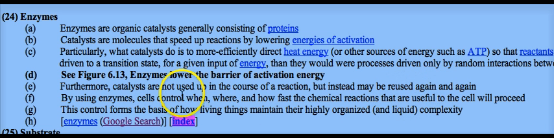By using enzymes, cells control when, where, and how fast the chemical reactions that are useful to the cell will proceed. Enzymes are critically important for living things. And when we talk about anatomy and digestion, we'll talk about the role of enzymes in digestion as another huge part of what enzymes do. Okay, they make it easier to break down food into energy.